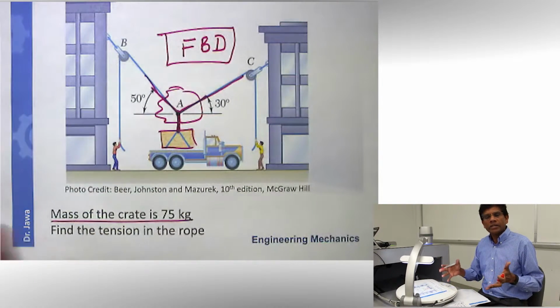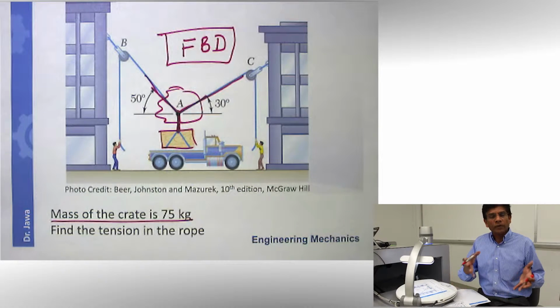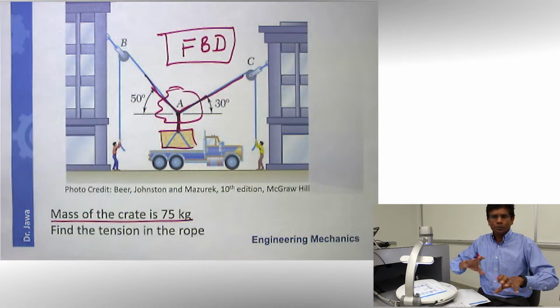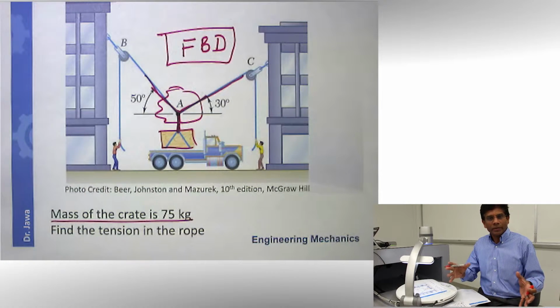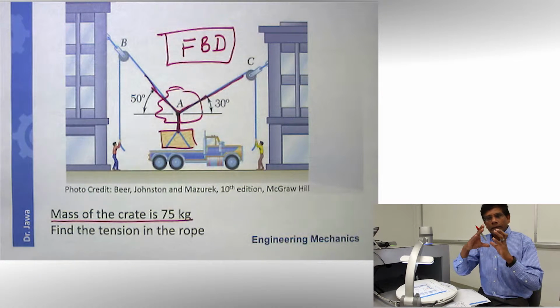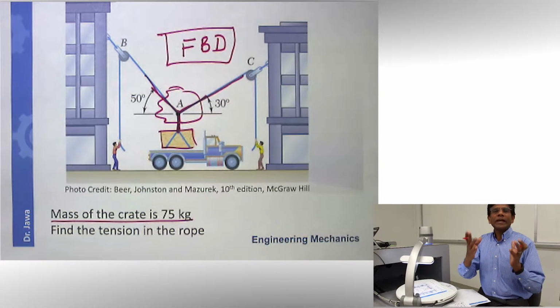A free body diagram is a mathematical representation of a real problem. What you just now saw is a physical problem with pictures, people, truck, and everything. But in reality, you don't need any of these for solving the problem. For solving this problem, you just need those three cables. All right? So you want to free the area of interest from everything else. That's the first step, drawing the free body diagram.